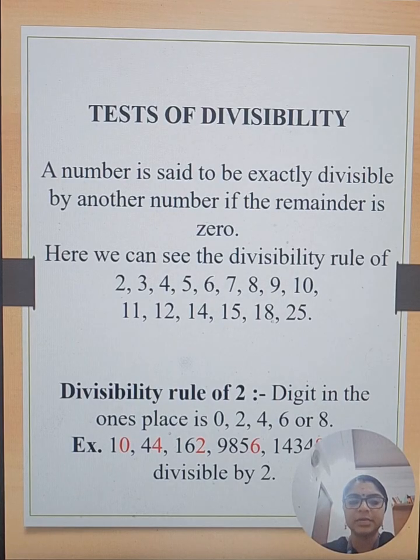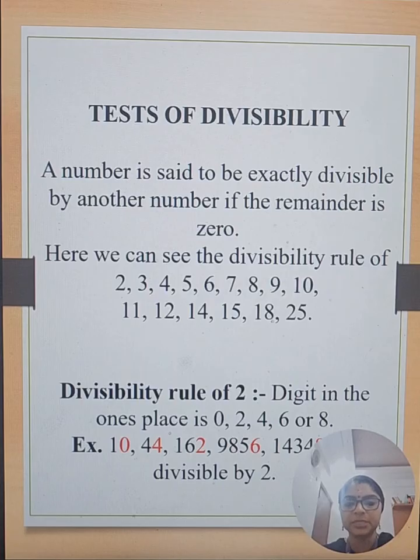So I am taking the first number, 10. 10 means there are two digits. In the ones place, the number is 0. So what about our rule? If the ones place is 0, 2, 4, 6 or 8, we can tell the given number is divisible by 2. So for 10, the ones place is 0, so without going to the calculation, directly we can tell it is divisible by 2.